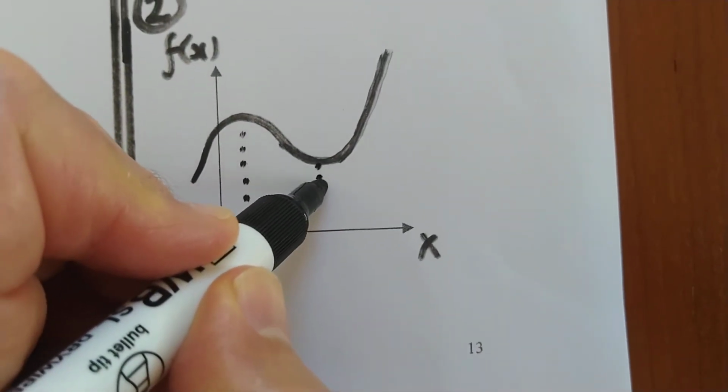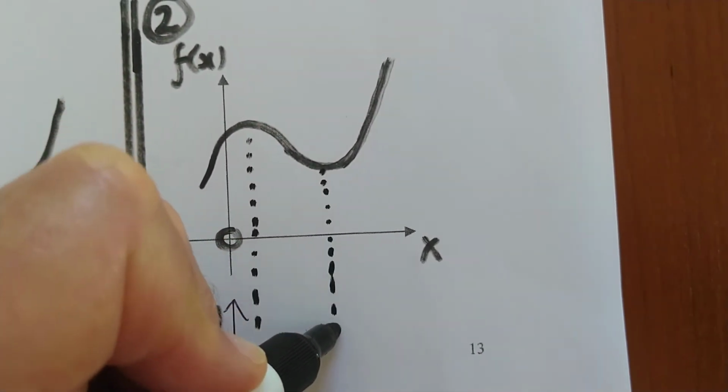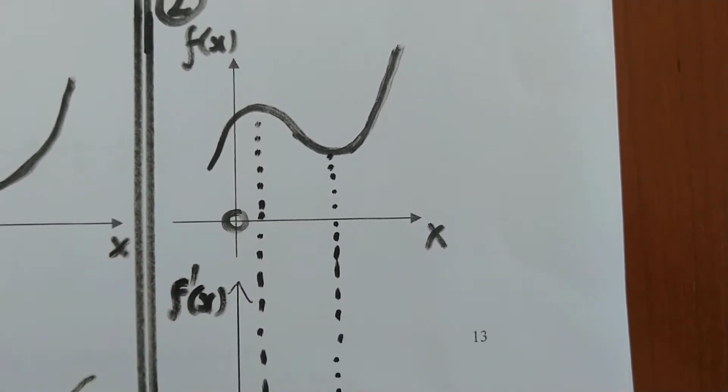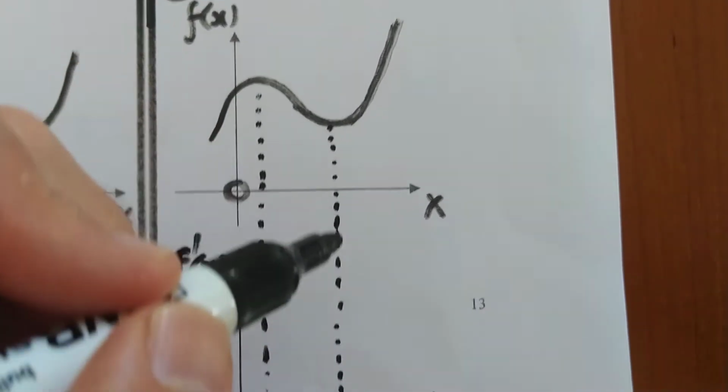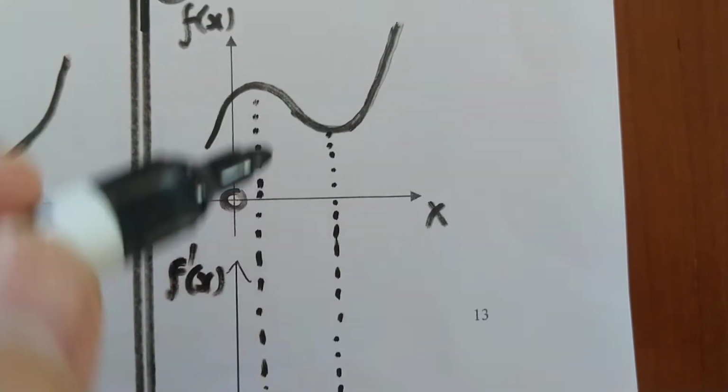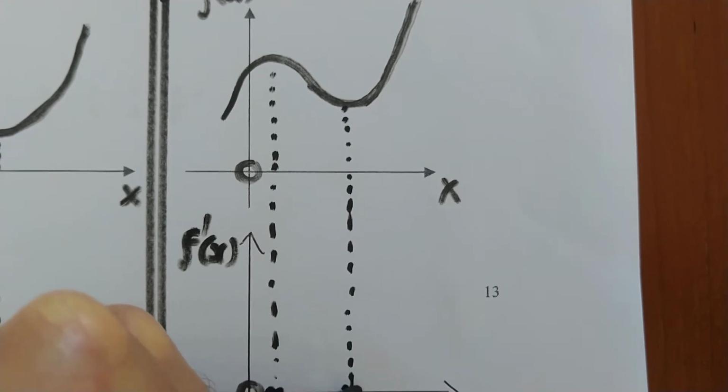Likewise here, another stationary point. So if I come down vertically to my graph underneath, whatever this x-coordinate is, same x-coordinate down here, but my gradient is 0, so I'll mark this as 0.